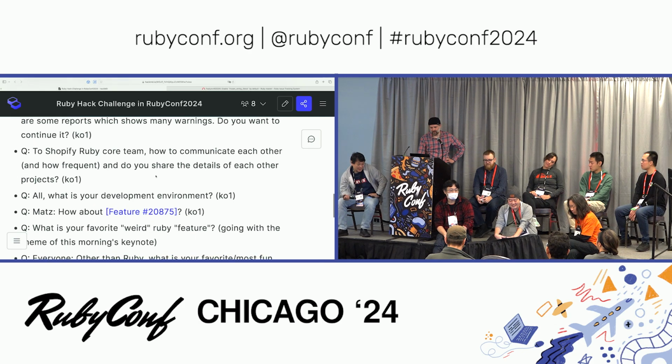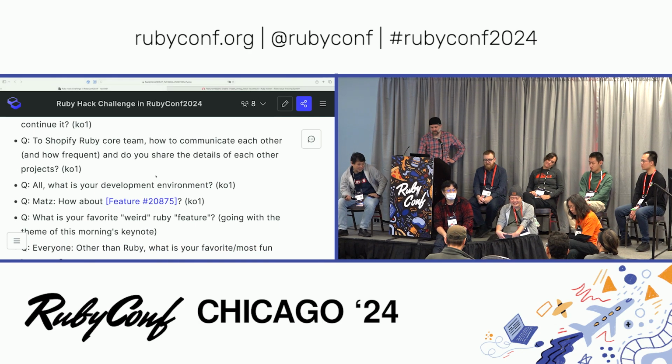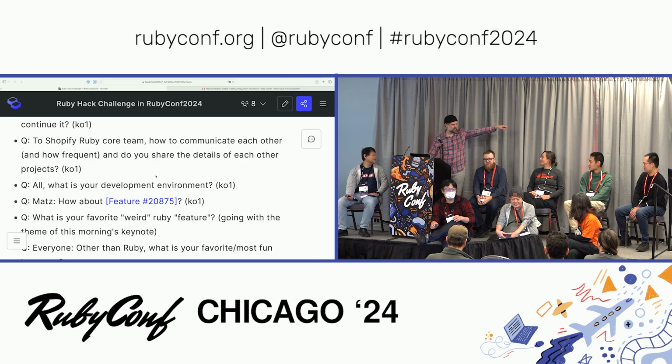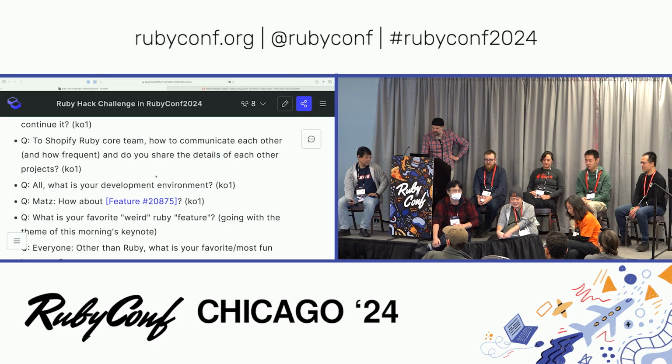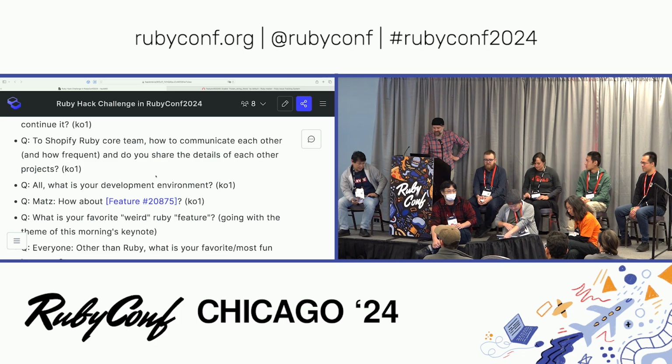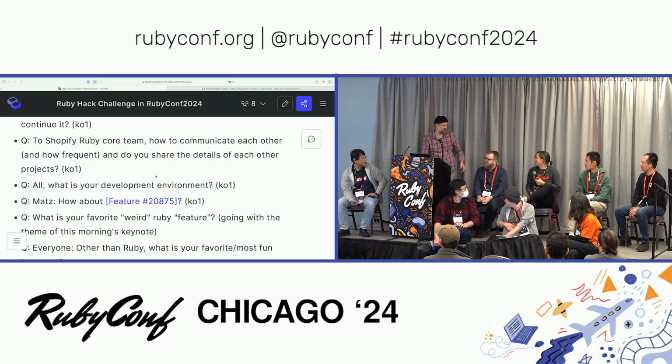All right. Our next question here is from Koichi. It says, to Shopify Ruby core team, I guess that's the 4 of us, these 3 plus me. How to communicate with each other, and how frequently do you share the details of each other's projects? Should I answer that? You guys care? You guys want to comment? You comment.